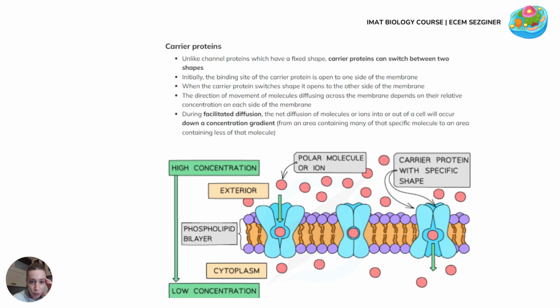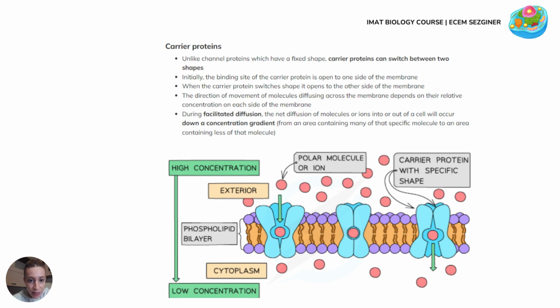Now let's talk about carrier proteins, because they are a bit different than the channel ones. They don't have a fixed shape. Instead, they switch between two shapes, as you can see on the image. Initially, the binding site of the carrier protein has to be open at one side of the membrane. It's not always going to be from exterior to interior. It can also be from interior to exterior. Remember that. It depends on the concentration difference. It's not always going to be towards inside the cell, because sometimes we have to export materials from inside the cell to the outside environment.